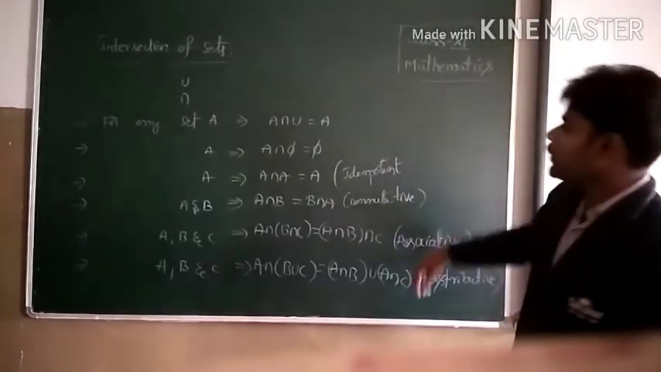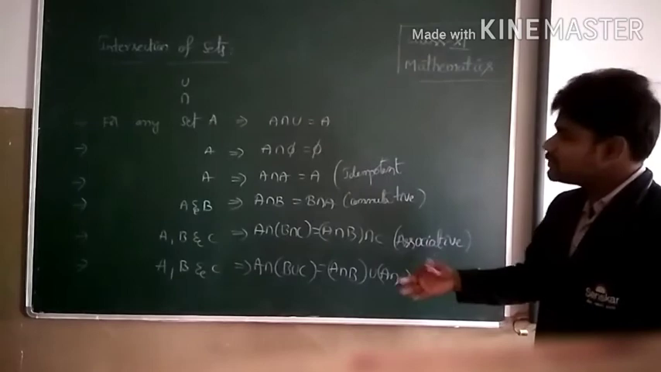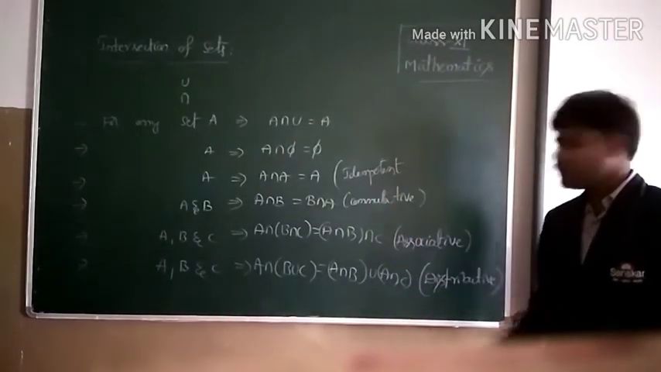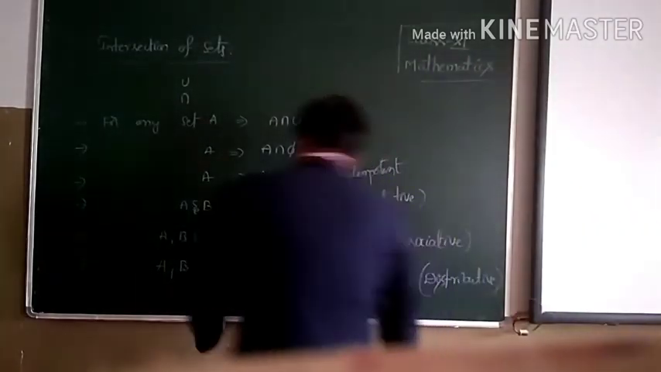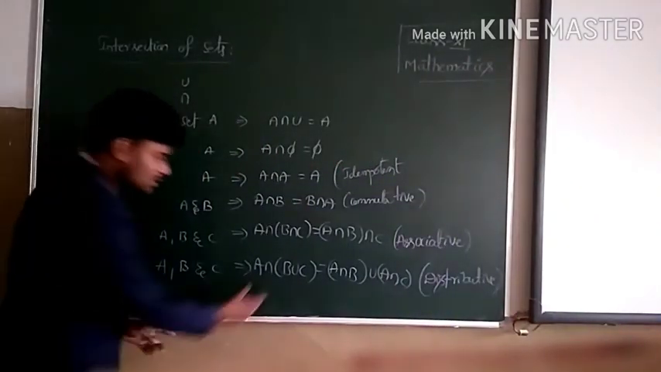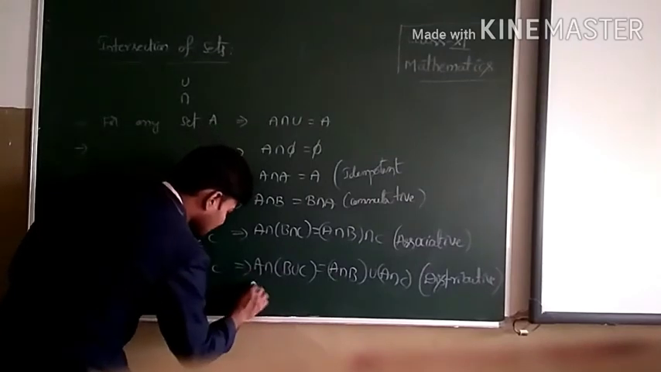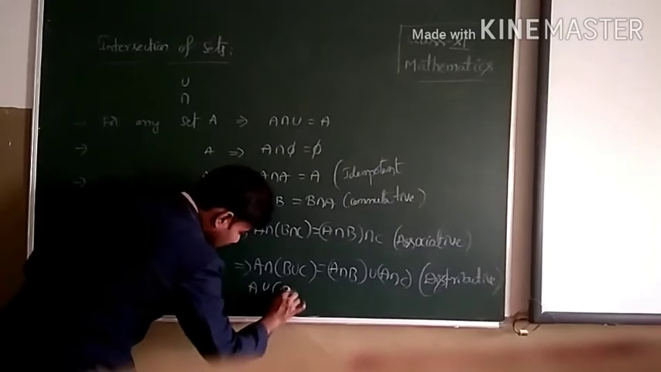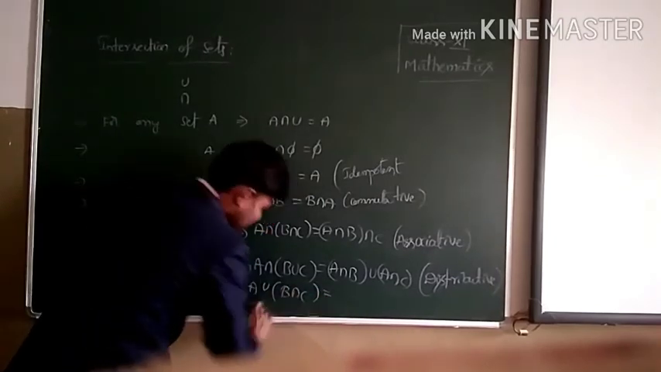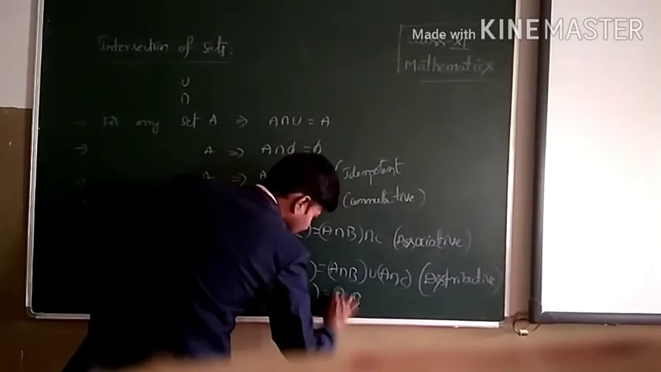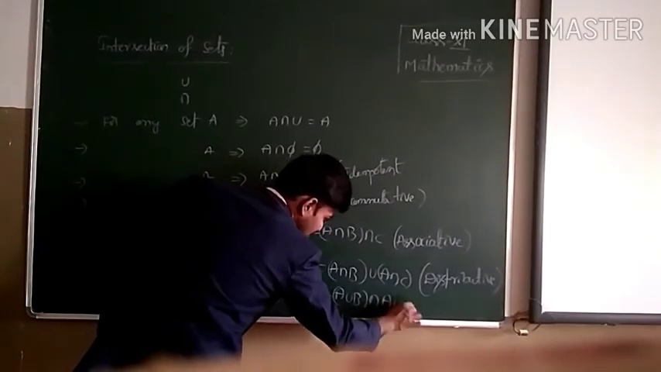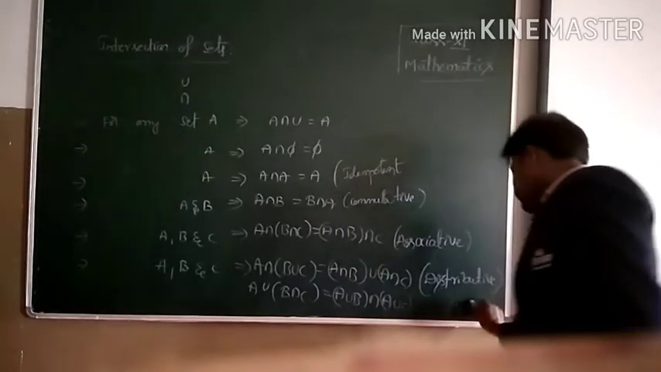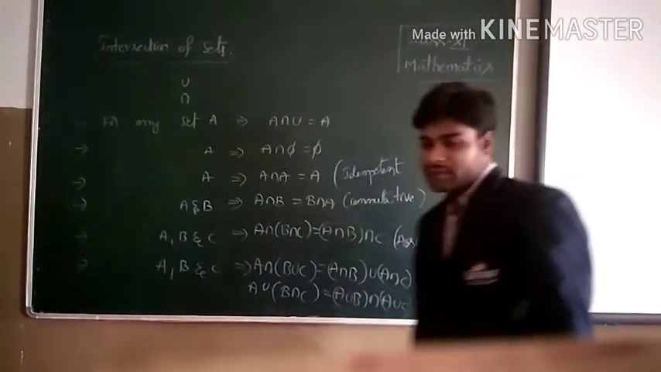Actually these properties are already available in the algebra of numbers, and again we are discussing intersection of sets and union of sets also. So we can write one more property using this symbol. Just change this symbol to union and intersection. So here first we use union: A union (B intersection C) is equal to (A union B) intersection (A union C). This is also called the distributive law.